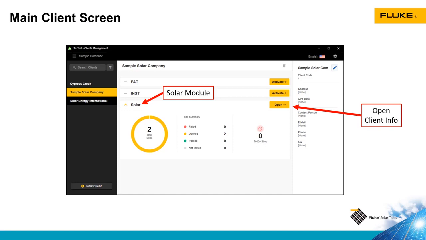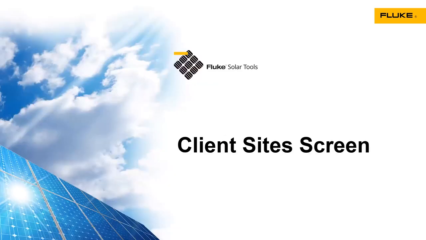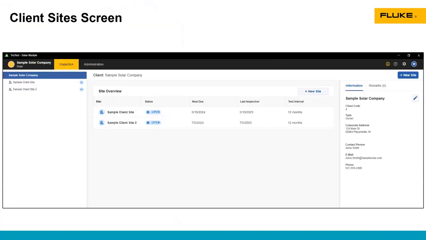Once we are ready to go into the client, we highlight the client on the left-hand side there. We open the solar module by hitting that little caret in the left-hand side, and then we will open the client info by hitting that open button we see there on the right. Once we hit the open button in the main screen, we will go into the client sites screen. Here is where we can see all the different sites assigned to that client.